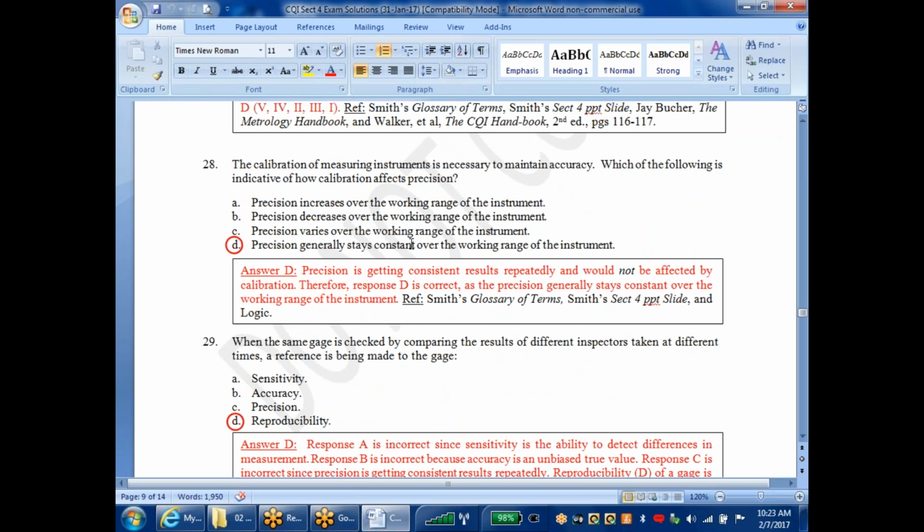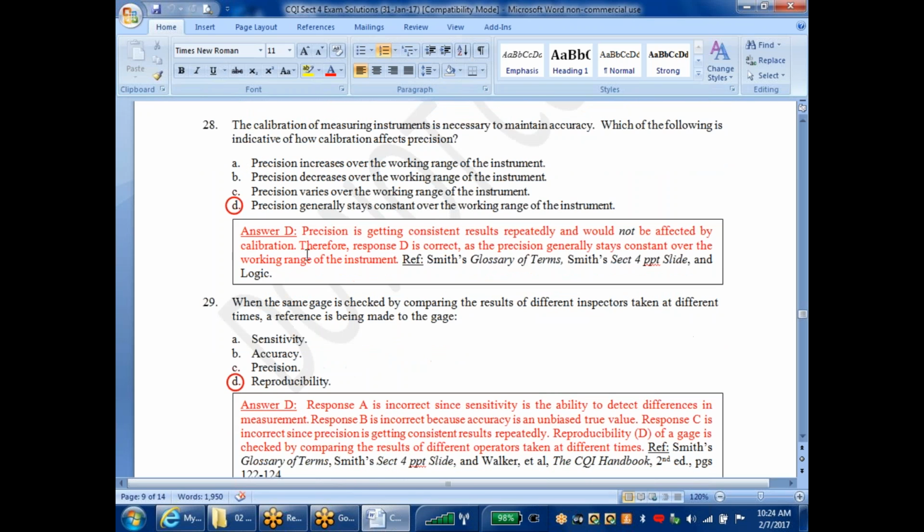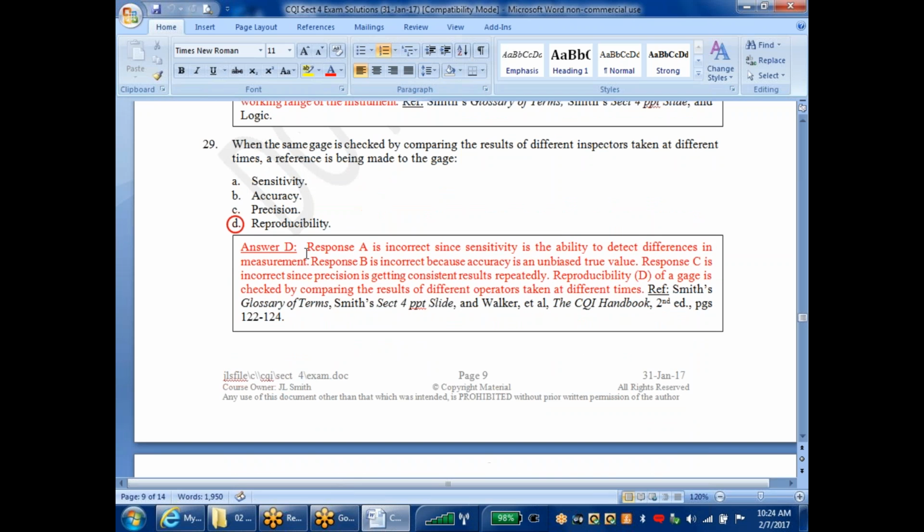28, the calibration of measuring instruments is necessary to maintain accuracy. Which of the following is indicative of how calibration affects precision? Now, we talked about this in a slide, but it's kind of logic, and you would find D, precision generally stays constant over the working range of instruments. And this is the right one, and you can see A, B, and C. We talk about those in the solutions box there.